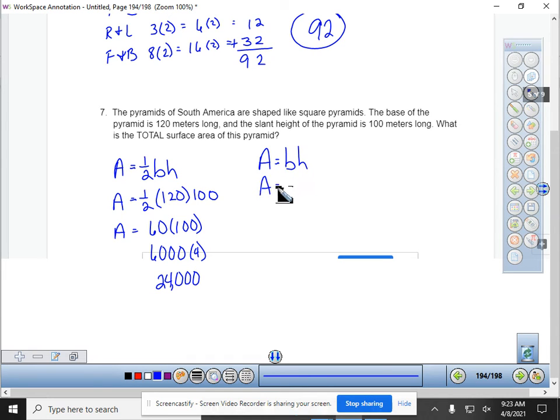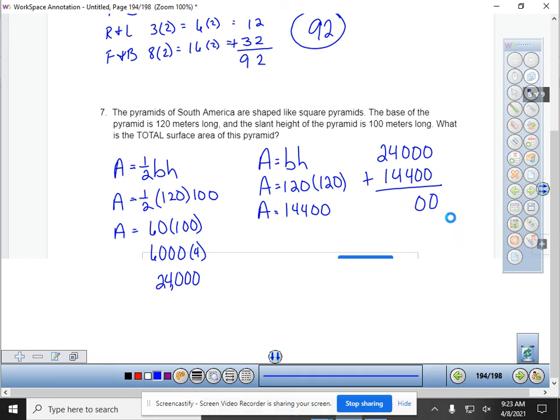Then I got to do the base. It's a square, right? So it's going to be 120 times 120. Is that right? And that's 144 and 2 zeros. Then what do I do? Add them up. That's a 4, that's a 8, and that's a 3.